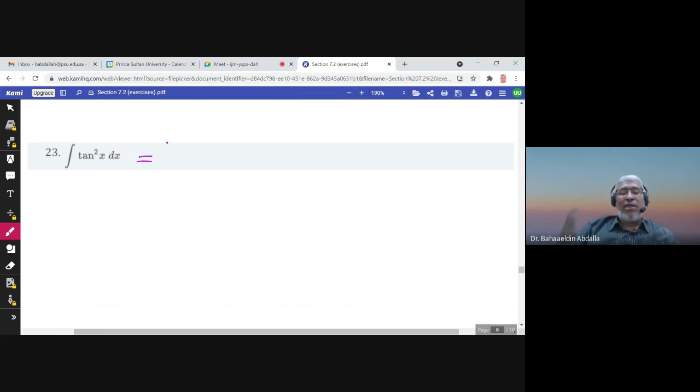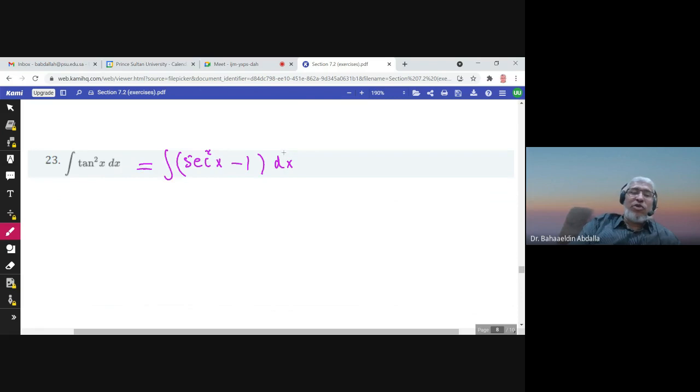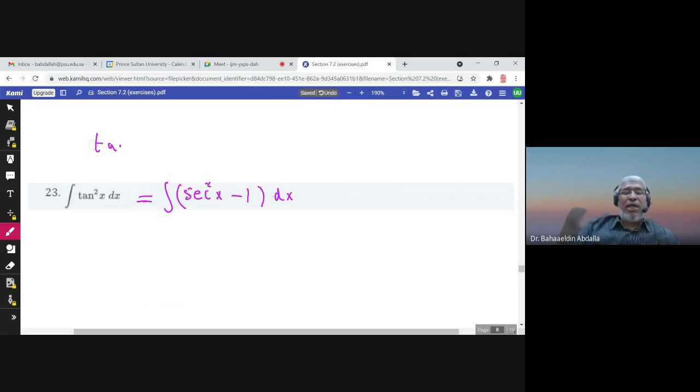And here I think it's easy because if you write tan square as secant square x minus 1, because we said that tan square x plus 1 equals secant square x. So tan square would be secant square minus 1. We know the integral of secant square. What is the integral of secant square? Tan, because the derivative of tan is secant square. And what is the integral of 1? x. And that's it.